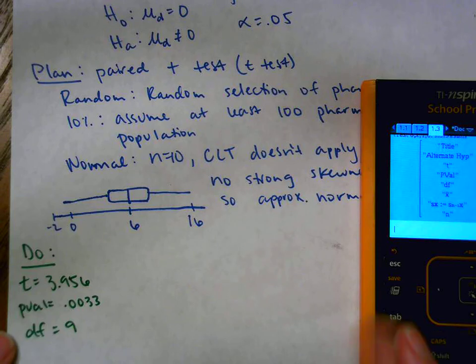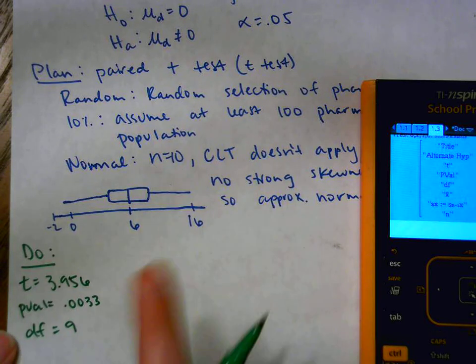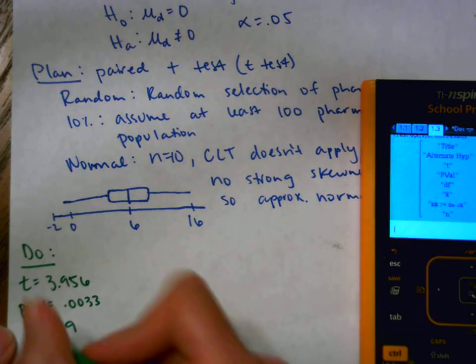And did I write down my n anywhere? I wrote it up here, so you should be good to go unless you just want to write down everything to be careful.